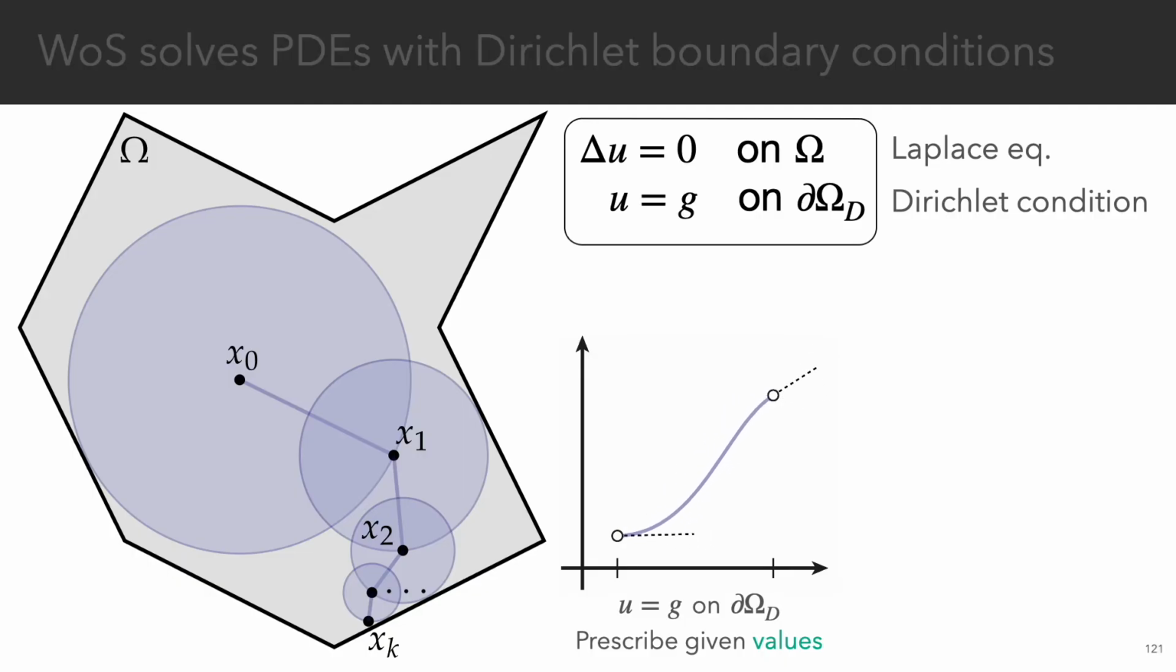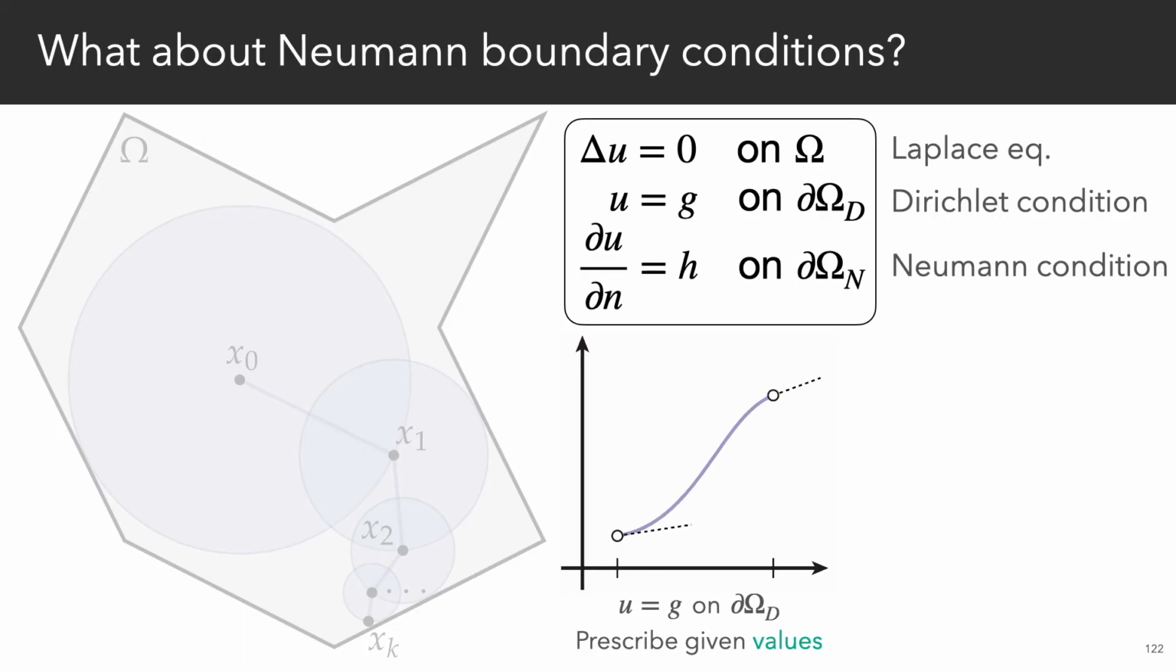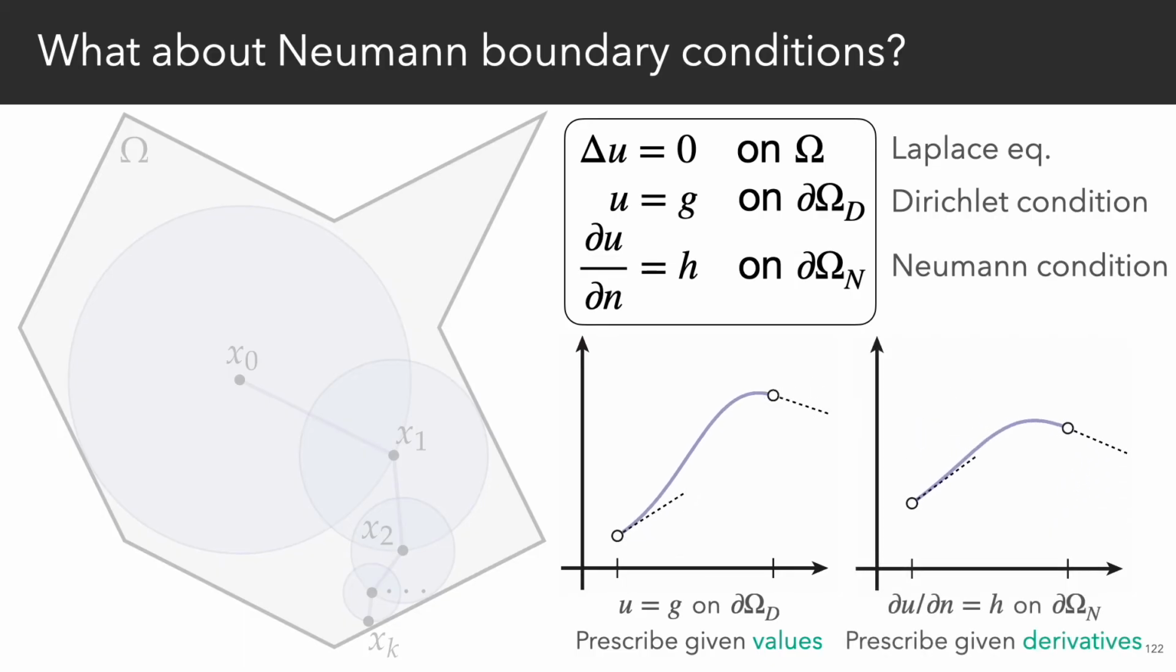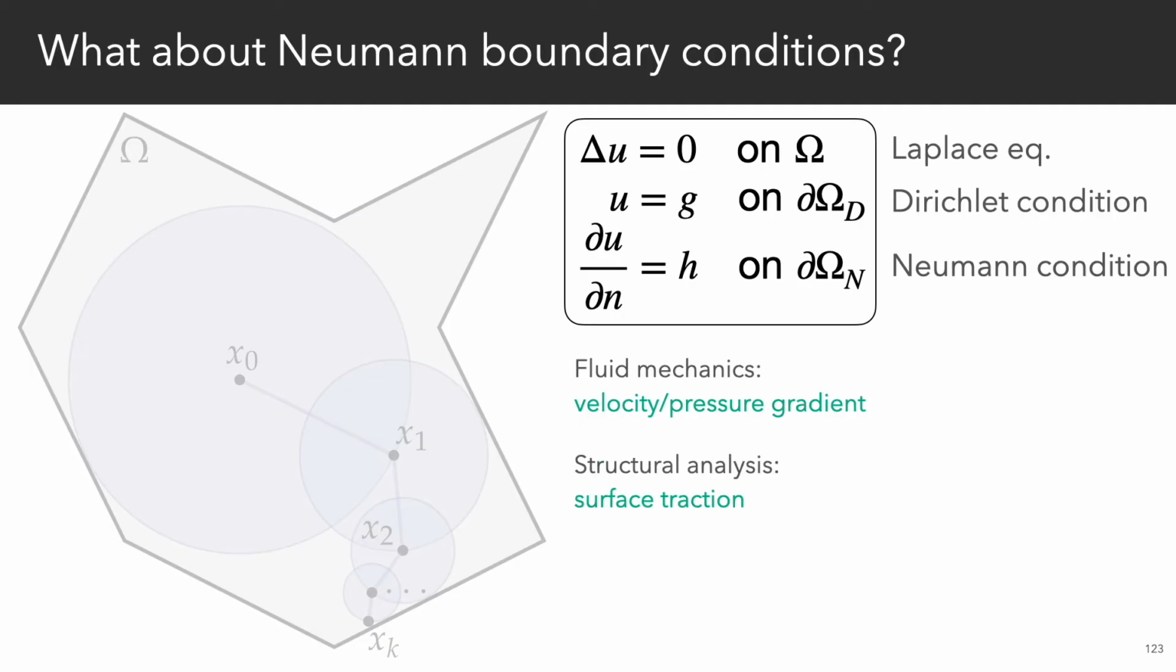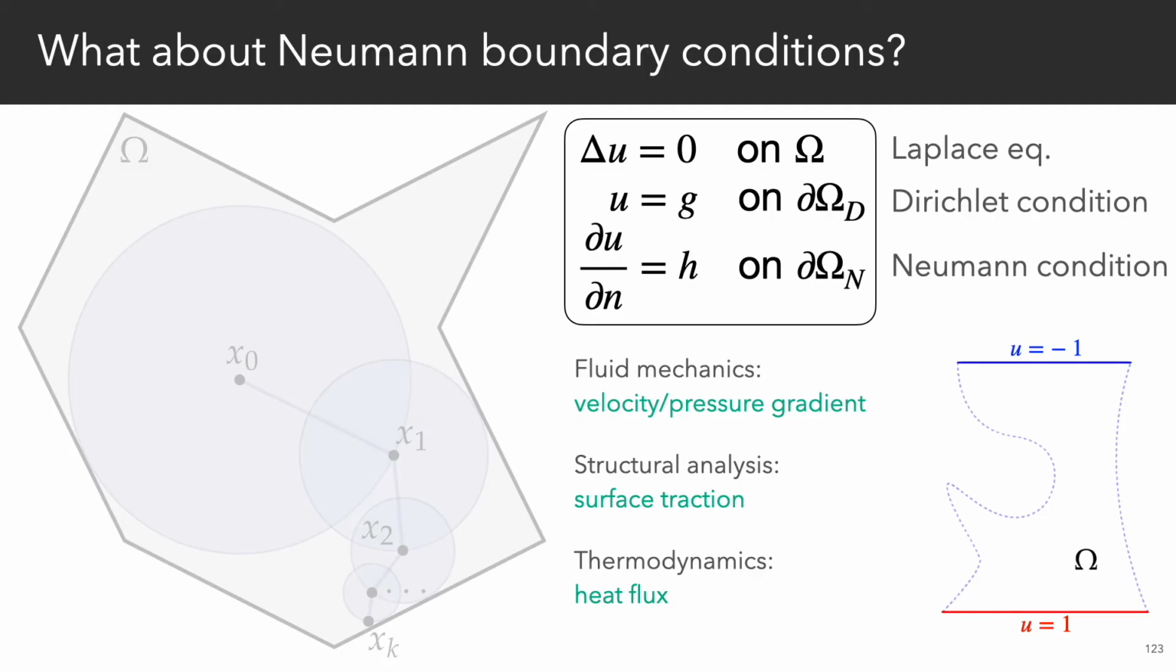But what if we also want to handle Neumann conditions, where rather than interpolating fixed boundary values, we now need to interpolate prescribed derivatives? Neumann boundary conditions are fundamental for a number of very basic applications. In fluid mechanics, they provide the change in velocity or pressure gradient at an interface. In structural analysis, they prescribe the surface traction or stress. And in thermodynamics, they correspond to the heat flux across the boundary. So physically, this means that if the normal derivative is, say, 0 on the Neumann boundary, then this boundary is insulated and heat isn't allowed to leave the domain.